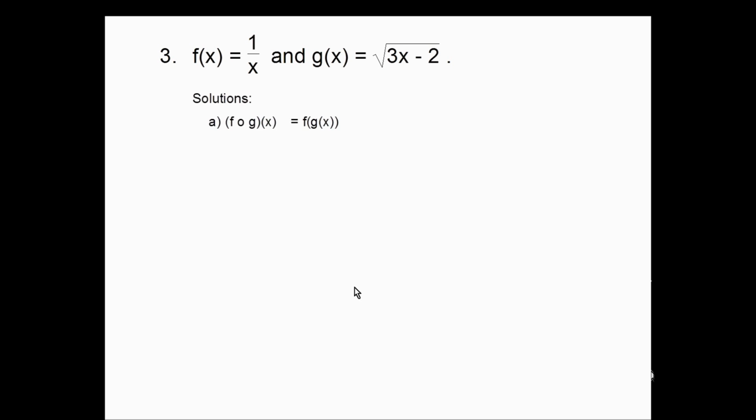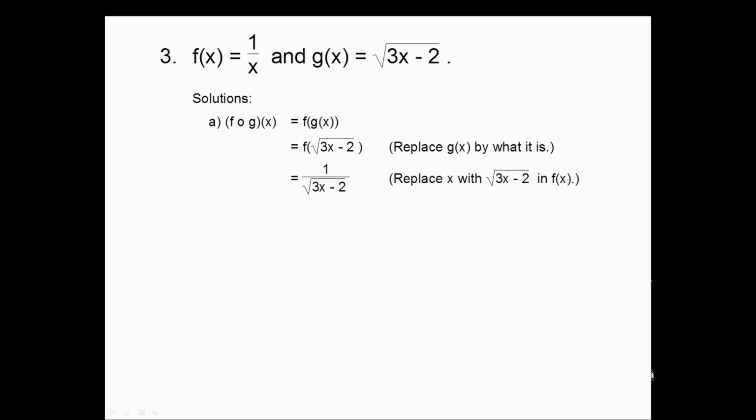Okay, for part A, f composed of g of x, that's f of g of x. So just like before, first replace g of x by what it is. It's the square root of 3x minus 2. So I have f of the square root of 3x minus 2. Now in your formula for f, replace x with the square root of 3x minus 2. You'll get 1 over the square root of 3x minus 2. You can actually stop there. There's nothing else to do.